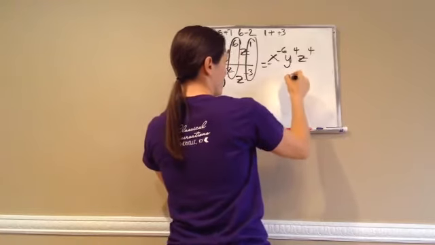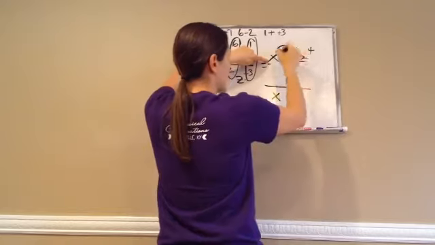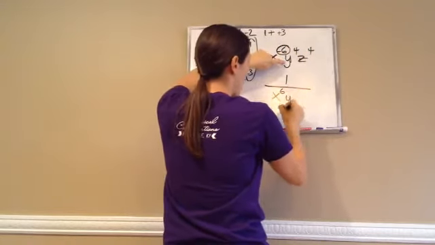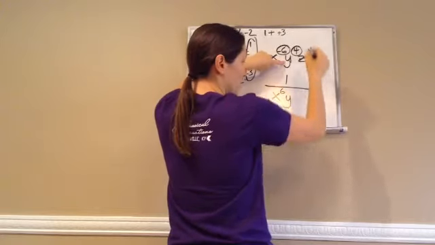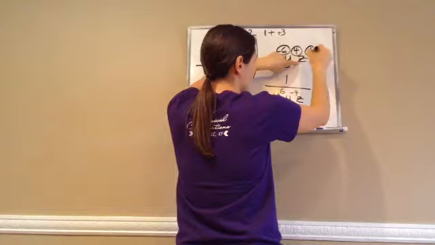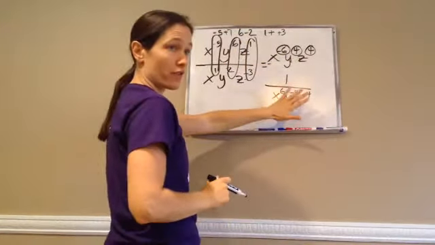Okay, so wait a minute. We're going to switch this. So 1 over x, and this negative 6 becomes a positive 6. This y to the positive 4 becomes negative 4. And this z to the positive 4 becomes negative 4. Okay? And that's our answer for that one.